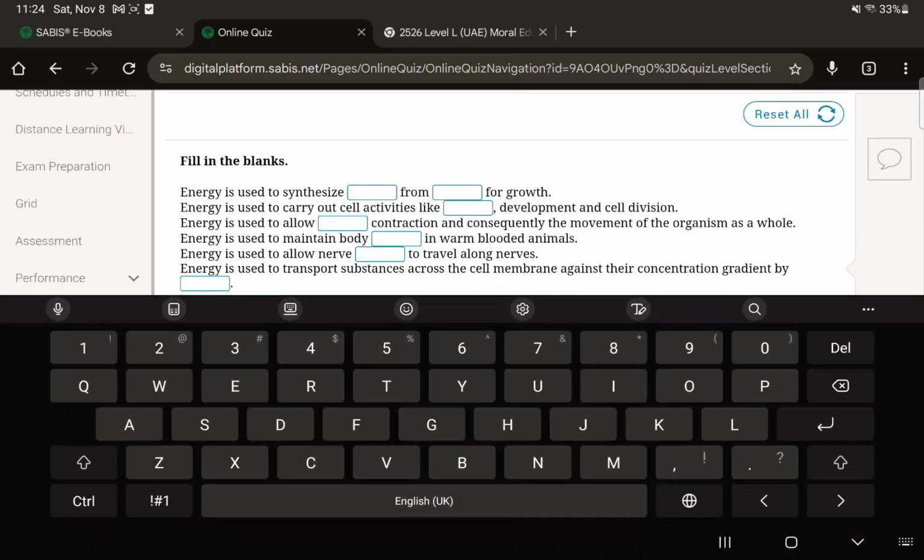Okay, so energy is used to synthesize proteins. That's one of the functions that we have in our bodies, one of the ways that we use energy from food. Energy is used to carry out cell activities like repair, development, and cell division. Energy is used to allow blank contraction and consequently the movement of the organisms as a whole. So muscles.